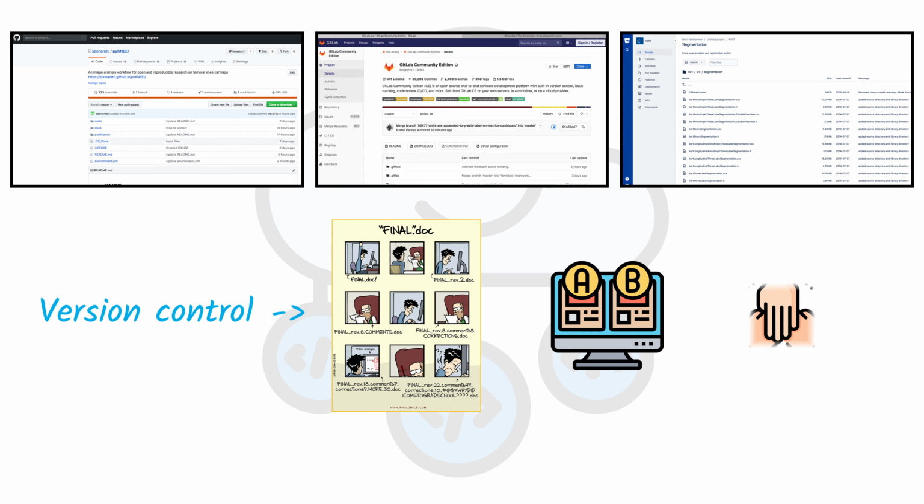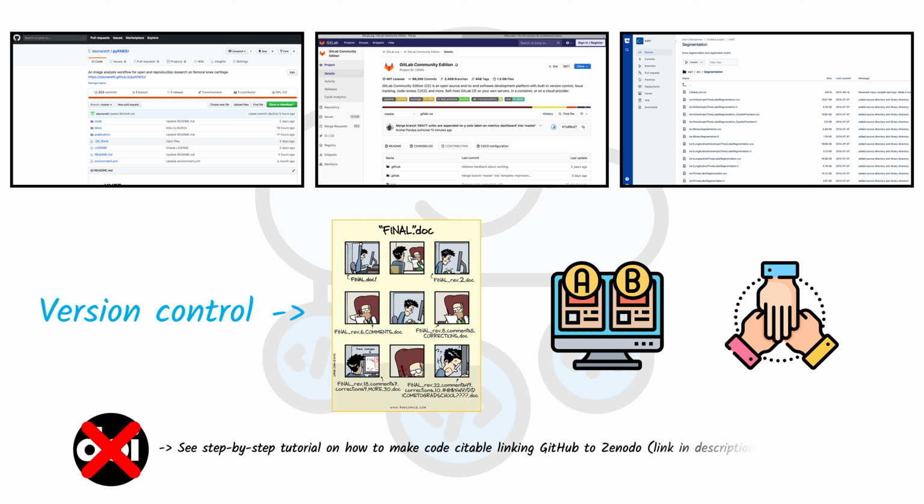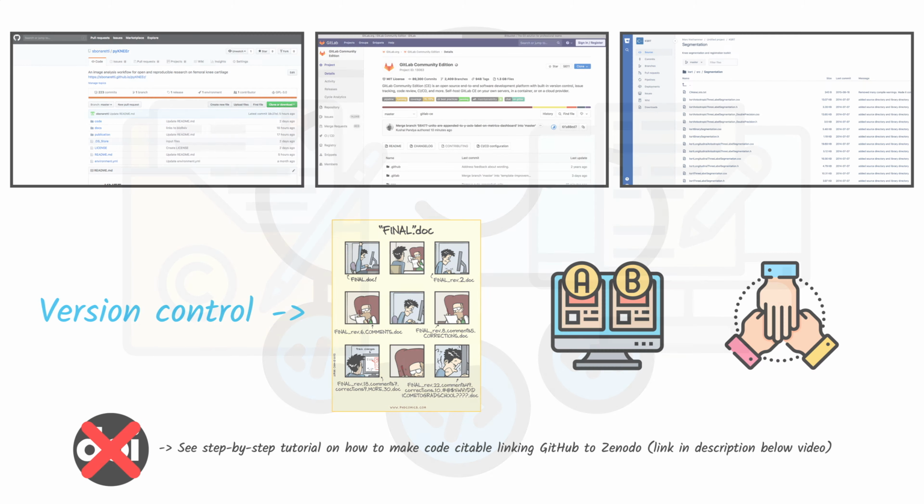And it is great for collaborative work because team members can work on separate parts of a project and then merge them together without compromising the original version. One important thing to notice is that code repositories do not provide a DOI. So, to make our code citable, we can link the code repository to a data repository and get a DOI for our code release.